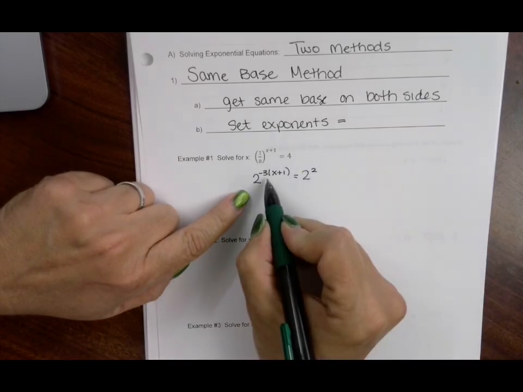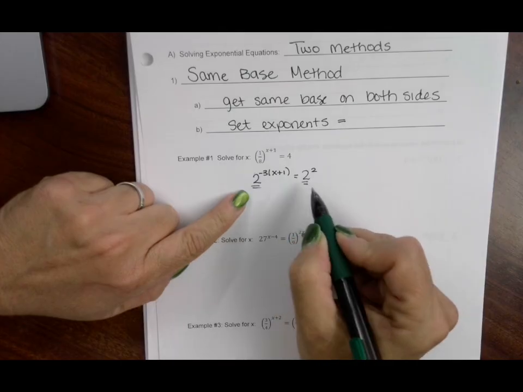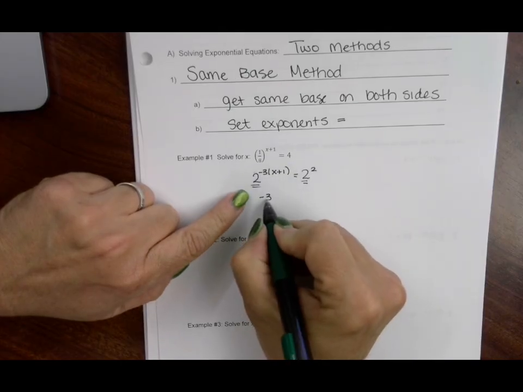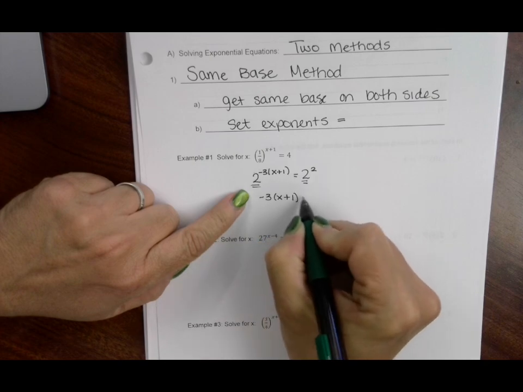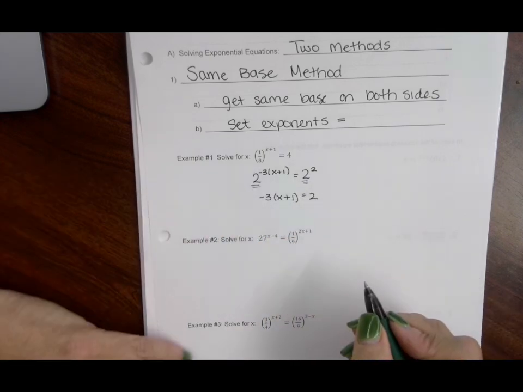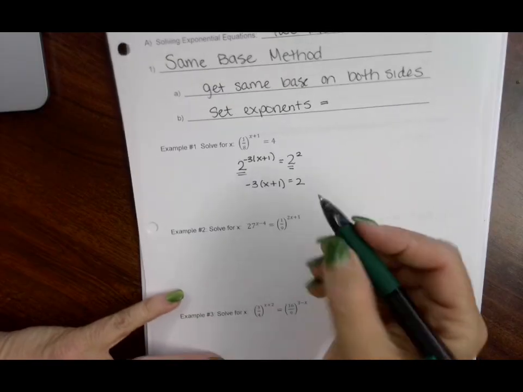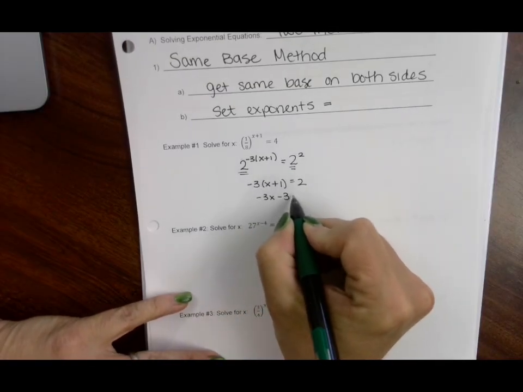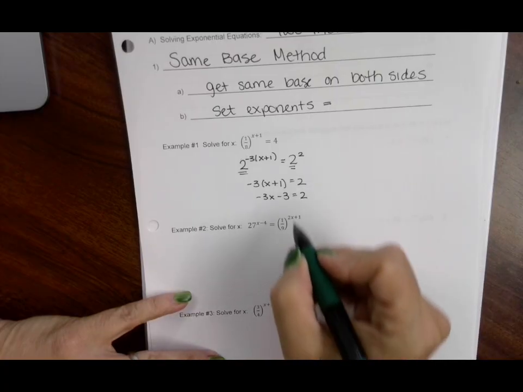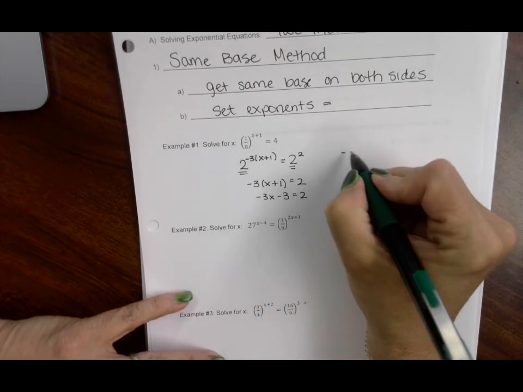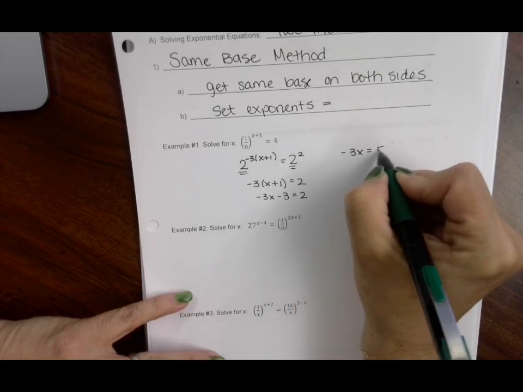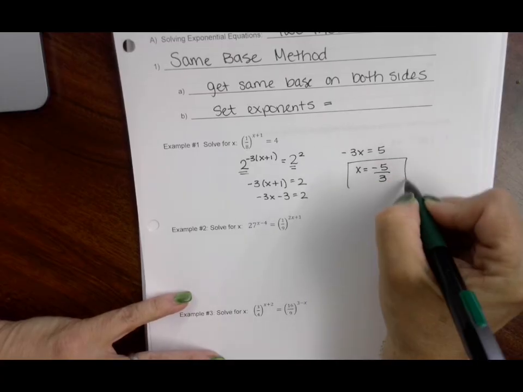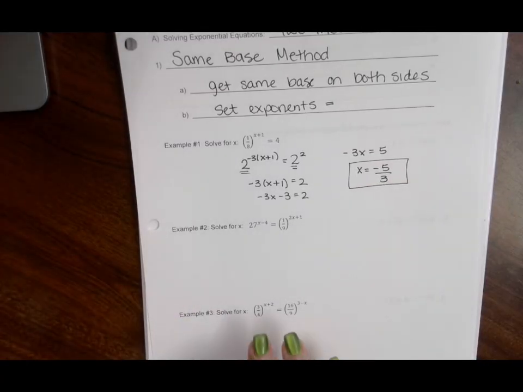So now I have same base, so all I'm going to do is set my exponents equal to each other. So I have negative 3 times x plus 1 equals 2. And so now I'm going to solve this just like I normally would. So if I distribute this, I have negative 3x minus 3 equals 2. I add 3 to both sides, so I have negative 3x equals 5. So x equals negative 5 over 3.